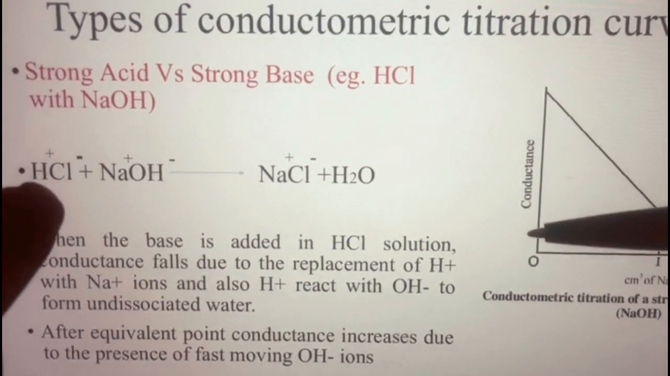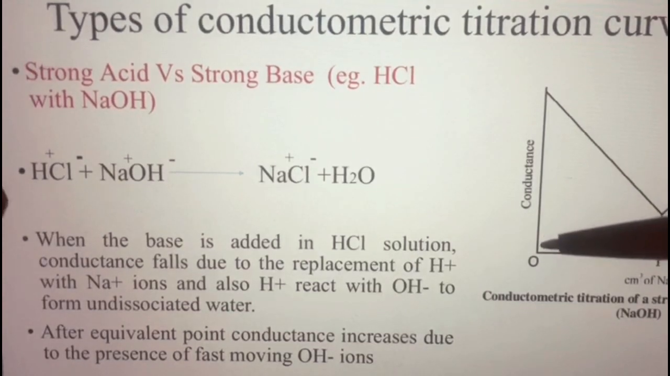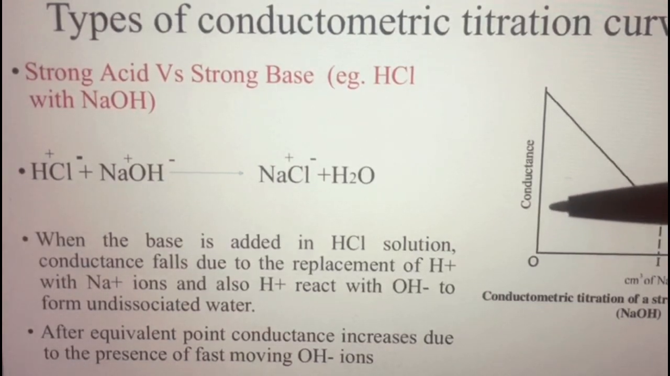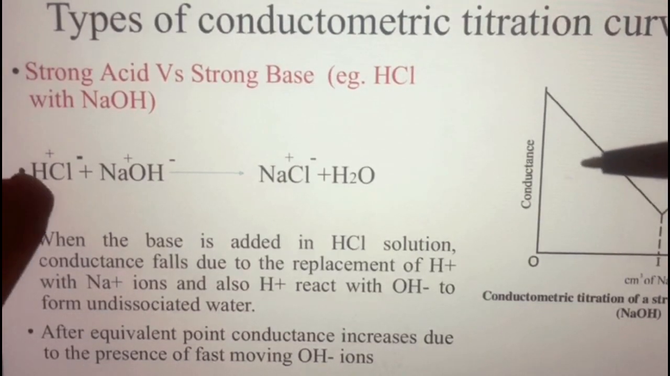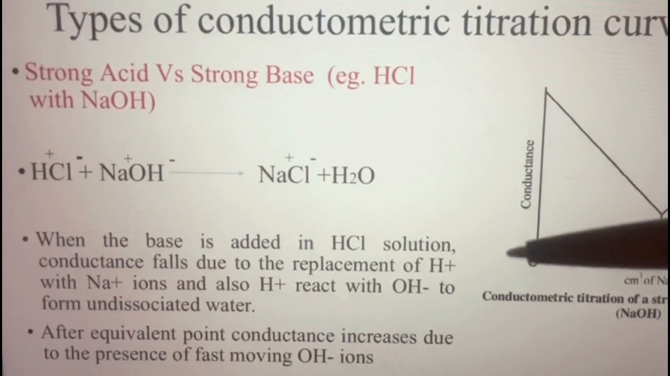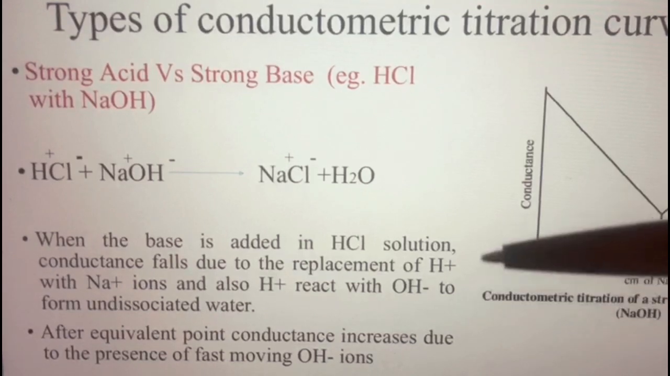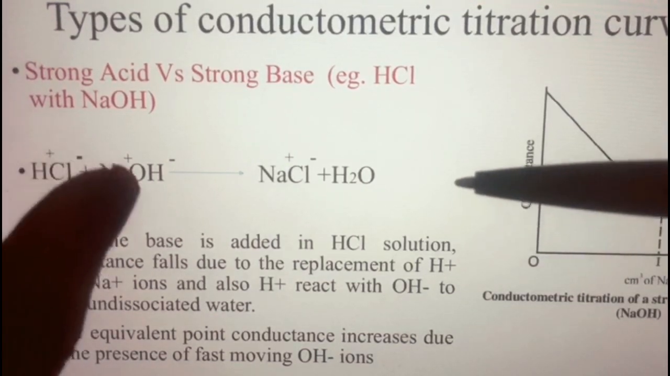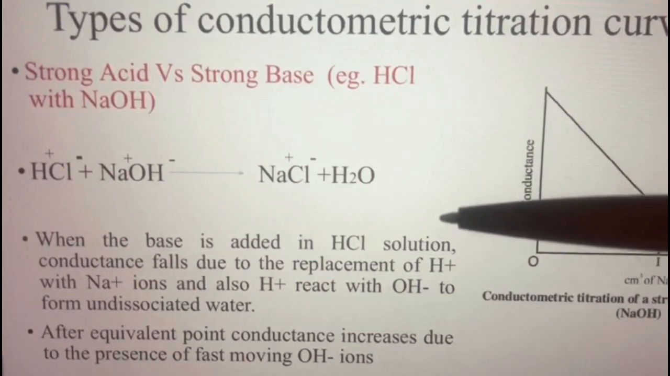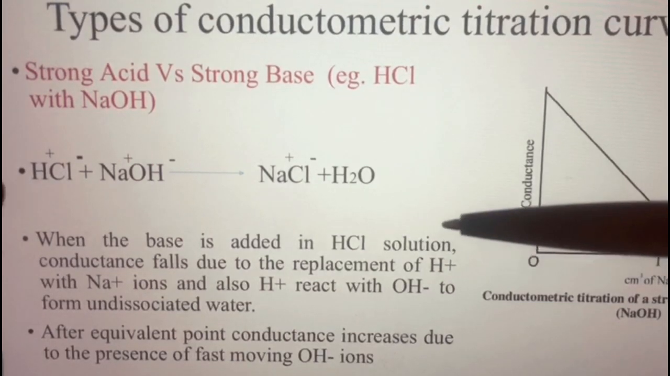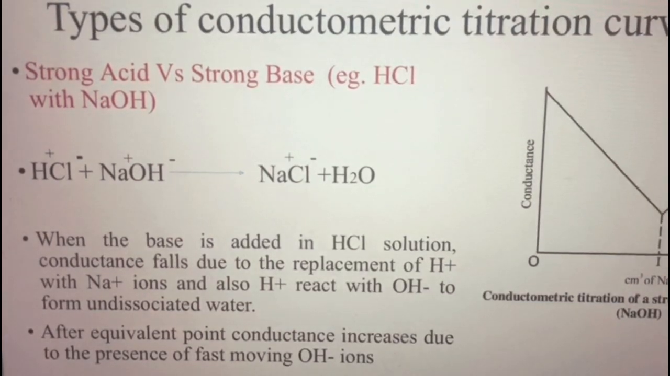Then once the endpoint is reached, all of the acid will be neutralized with sodium hydroxide and there will not be any acid in the conductivity cell. So further addition of sodium hydroxide will give only Na+ and OH- ions. The mobility of these OH- ions is very high, and the conductance will increase after the endpoint.